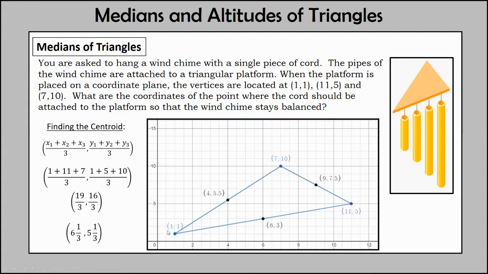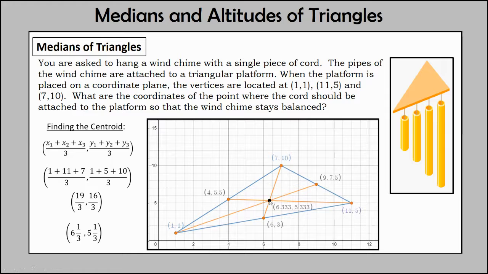Now I did it on a coordinate plane. You could just measure the length, mark halfway, measure the length, mark halfway, measure the length, mark halfway. And then connect each vertex to its midpoint opposite. So vertex to midpoint, vertex to midpoint, vertex to midpoint. Those three are going to meet at a single point. That point is the centroid.